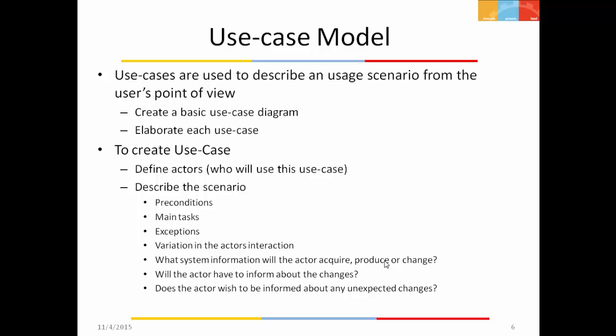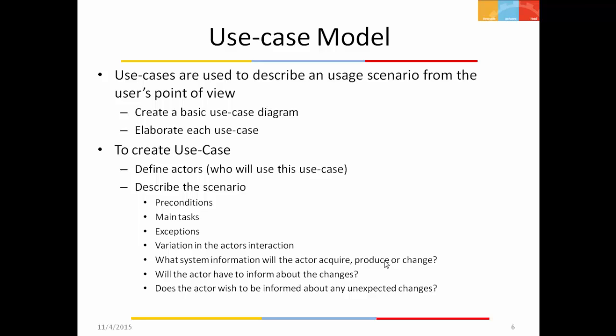Now in this process of executing the task, what sort of information is this actor going to acquire when using the use case, or what will it produce as information? Will it change any information? This information needs to be described. Now, an important part is: will the actor need to be informed about the change when this use case is executed?